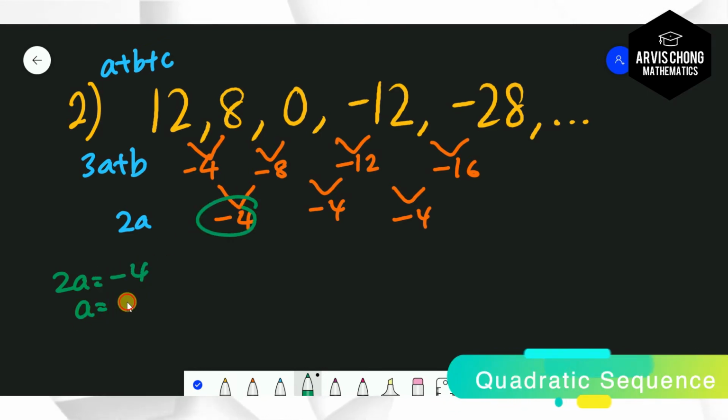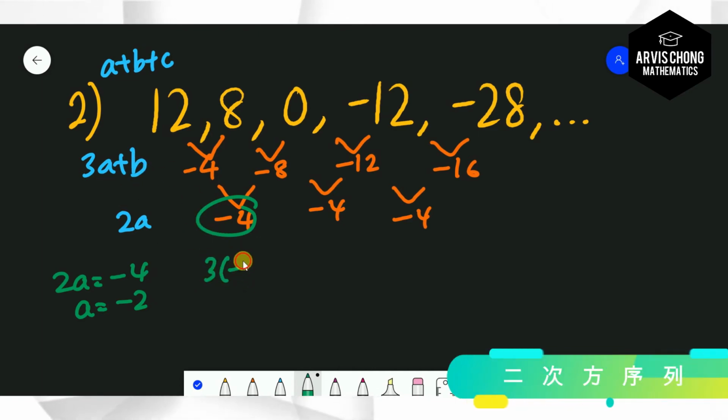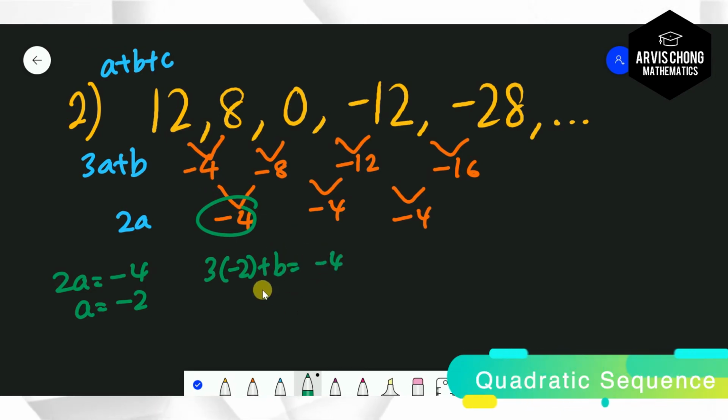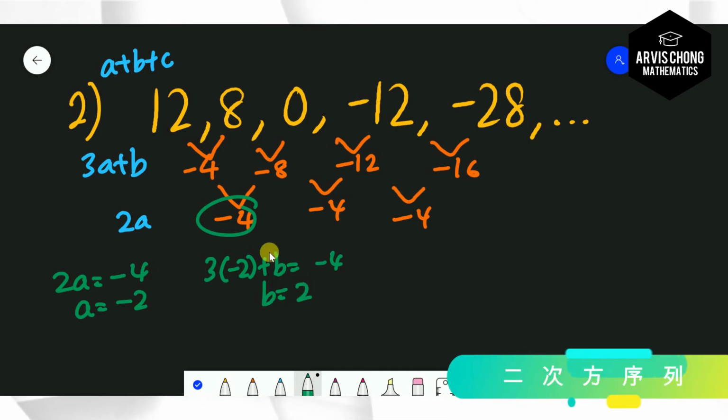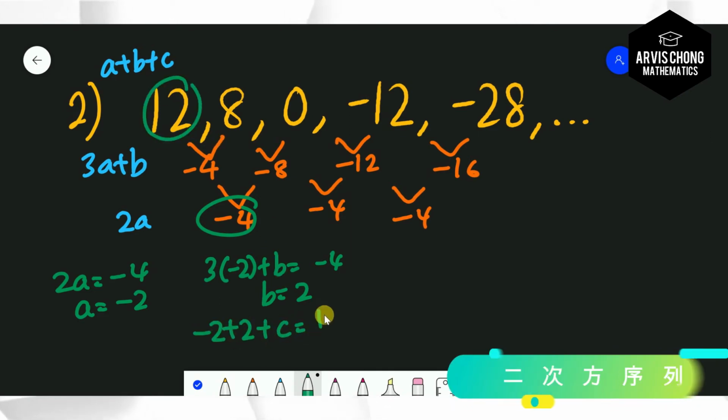And then next, I want to find B now. So 3A, where A is negative 2, plus B equals negative 4. Okay, and then my B will be 2, right? If you use your calculator to find the answer. Okay, last one, the first layer A plus B plus C. So negative 2 plus 2 plus C equals 12, right? So I will get C is 12 in this case.